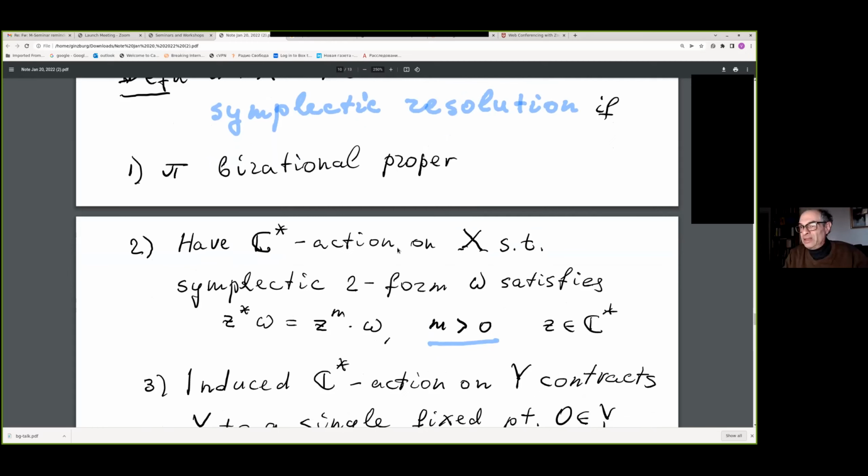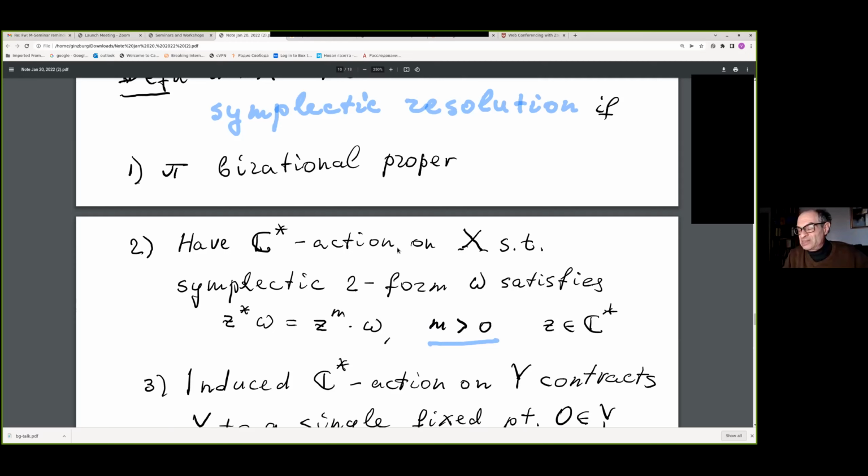We require that there is a C star action on X, and it acts on the symplectic form with a weight. So it rescales. The symplectic form is not invariant under the C star action, but rather the C star action rescales the symplectic form by a certain factor, by a weight. An important requirement is that the weight must be strictly positive. If the weight m were 0, that would mean that the form is invariant under the action, and we don't want that. The weight negative would be opposite to positive, but we want it to be positive. This is just the setting.